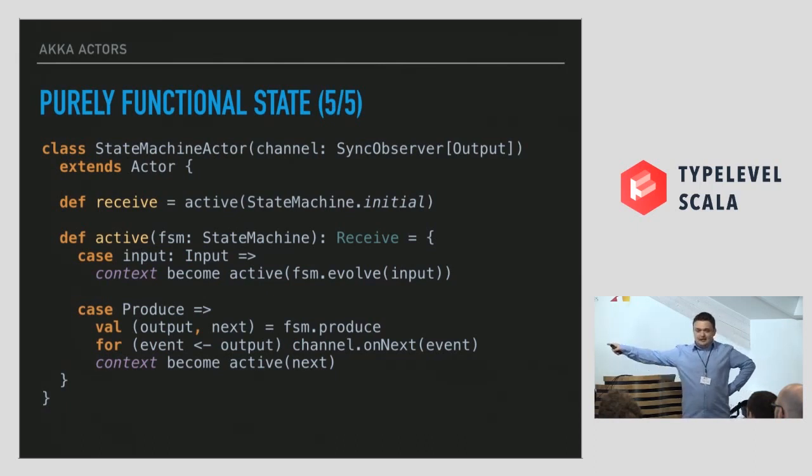And the actor can become something that deals only with communication at this point. The actor can do context become on our state machine. On receiving an input, it will simply evolve that pure data structure that we've just built. And when receiving a produced tick, let's say, it can pull out the required side effects specification and push them into a global channel where they can be processed. I'll talk about this channel later.